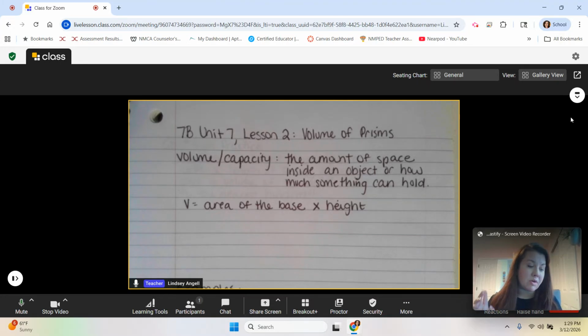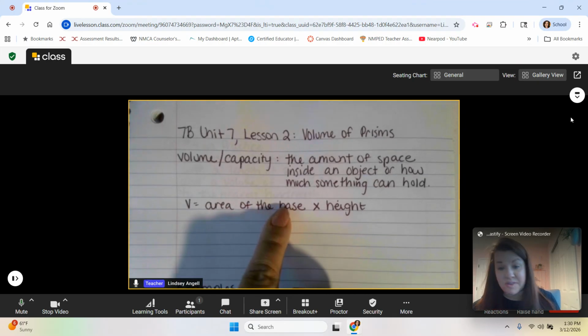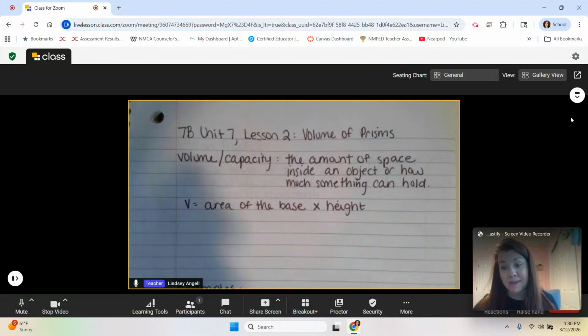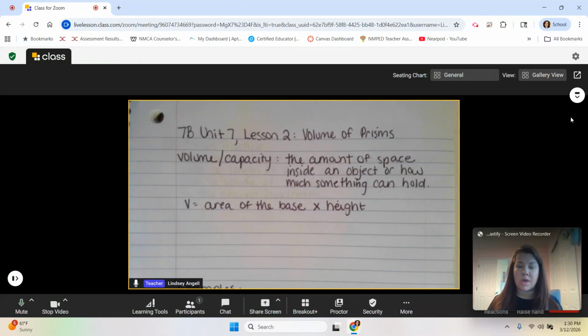So the volume for prisms is going to be the area of the base, whatever that area is, multiplied by the height. All right, so think about here, we've got our base, that bottom layer, and then we're multiplying it. It's like, let's pretend we stacked a whole bunch of those bases right on top of each other. How much would that be? That's what that's talking about.